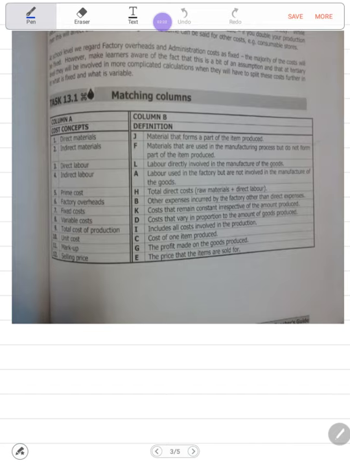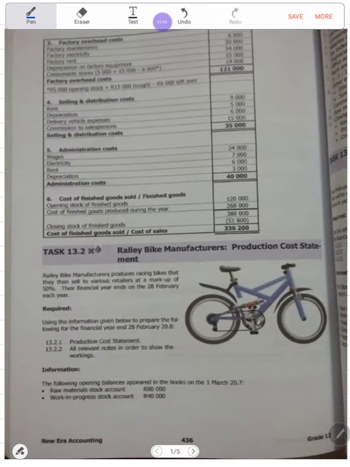Fixed costs are costs that remain constant over time. Variable costs, on the other hand, vary from month to month. Your total cost of production includes all costs involved in the production. Unit cost is the cost of one item produced. Your markup, as I said in the beginning, is the profit made on the goods produced. Your selling price is the actual price that you sell your goods for. Alright, so let's go back.